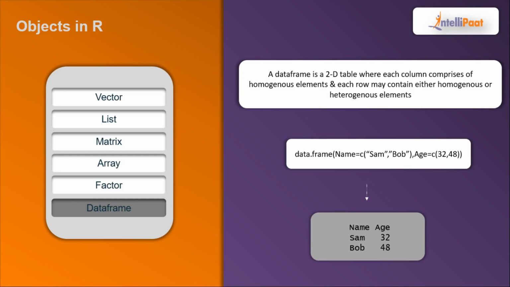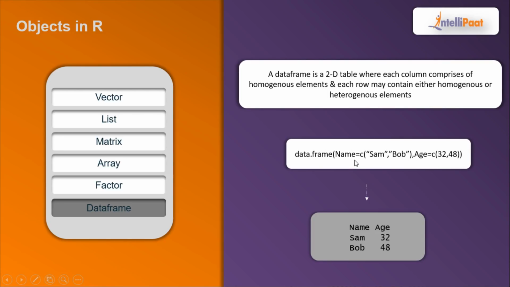And then finally, we have a data frame. A data frame is basically a 2-dimensional structure where we can have heterogeneous elements. Here, each column can comprise only homogeneous elements, while a row can contain either homogeneous or heterogeneous elements. This is the command to create a data frame in R. We will use the data.frame function, and inside this function, we can create different columns.